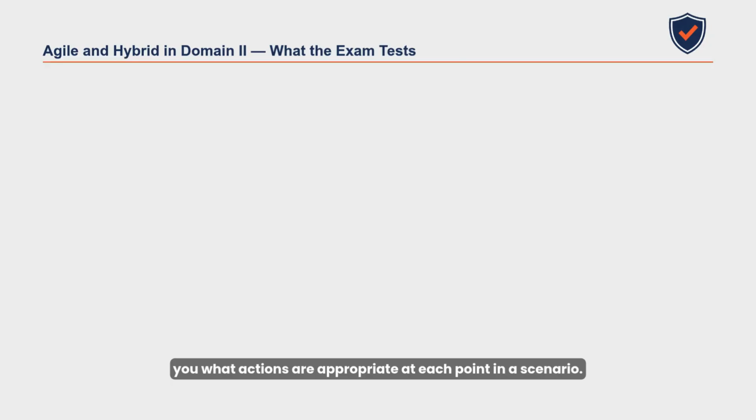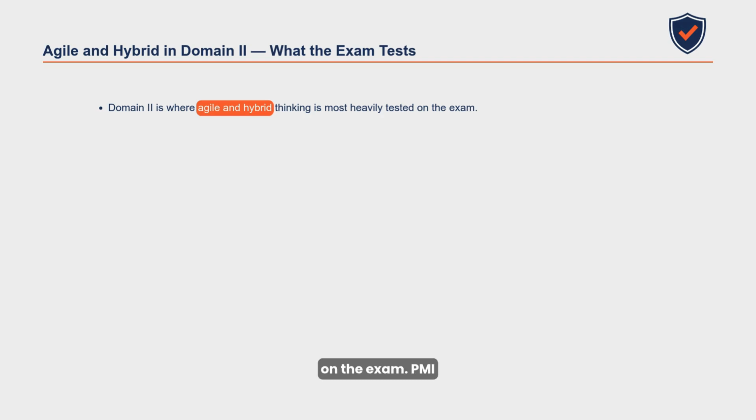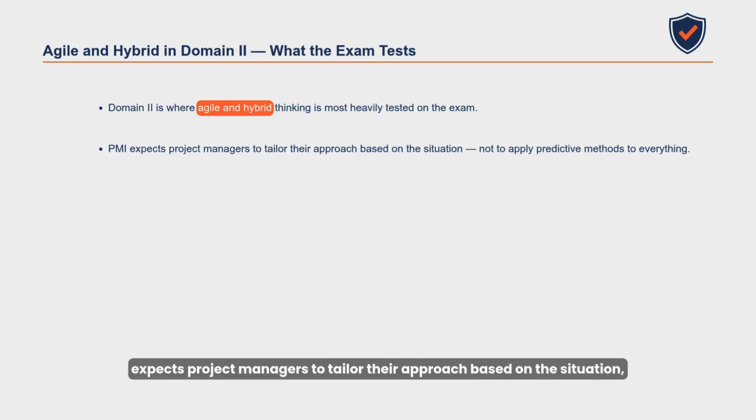a scenario. Domain 2 is where agile and hybrid thinking is most heavily tested on the exam. PMI expects project managers to tailor their approach based on the situation, not to apply predictive methods to everything.